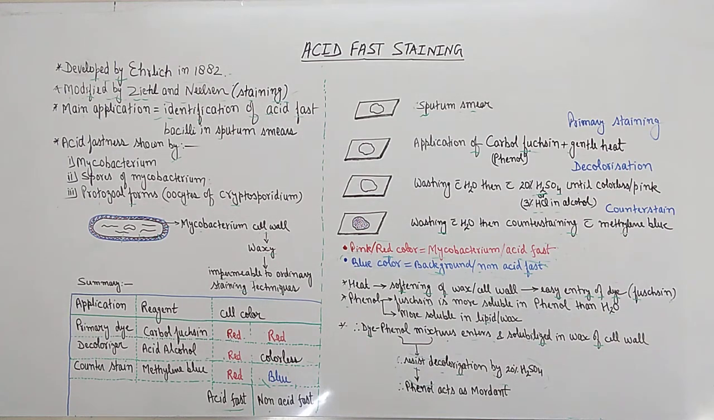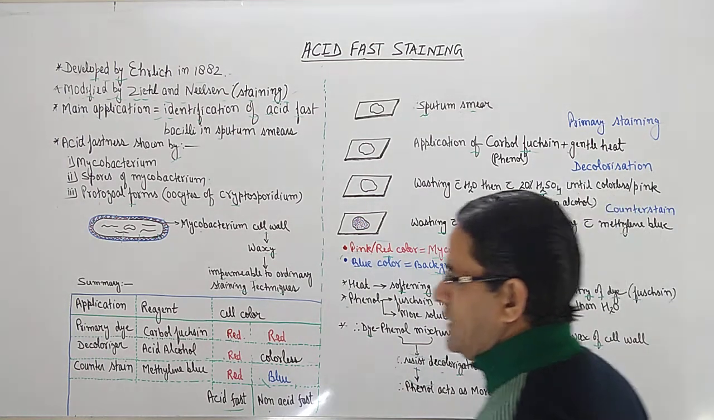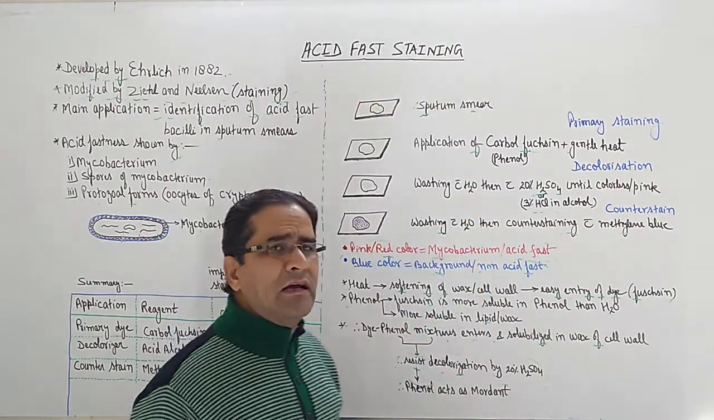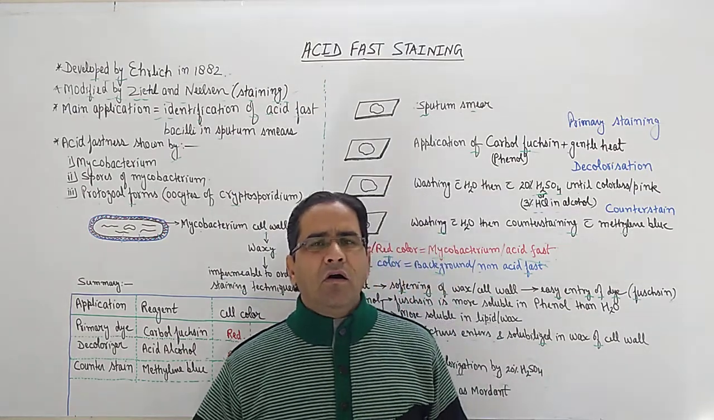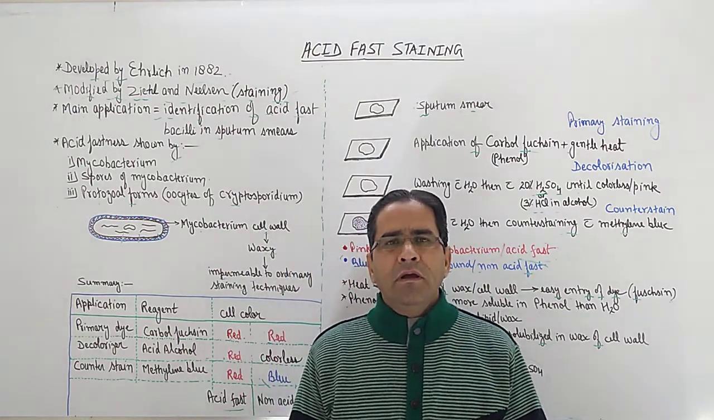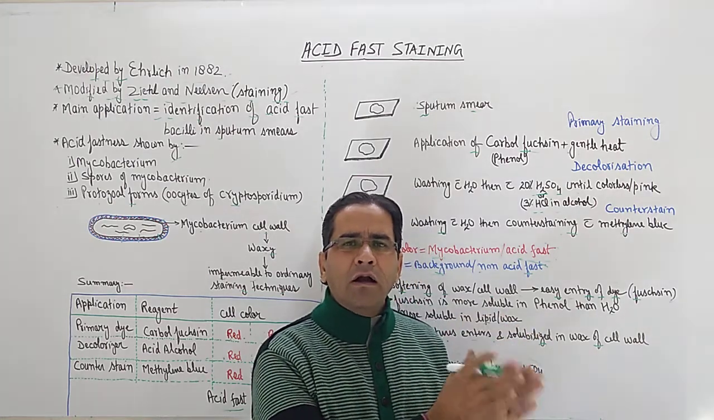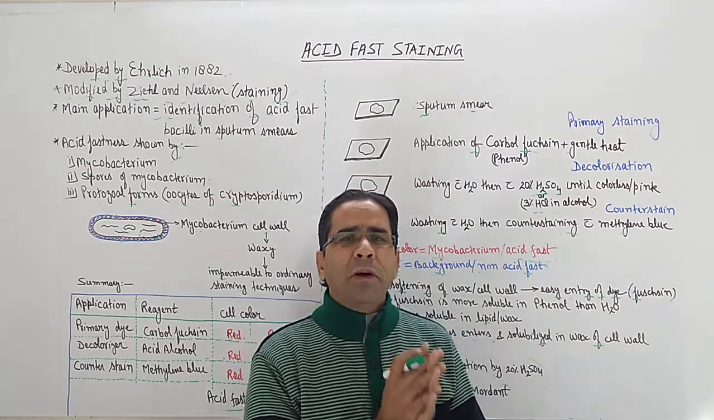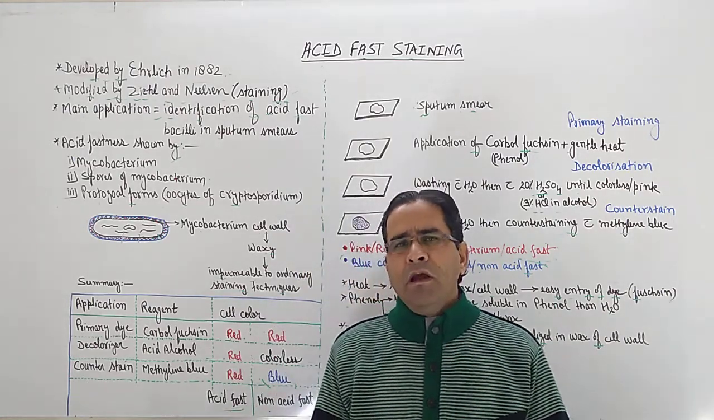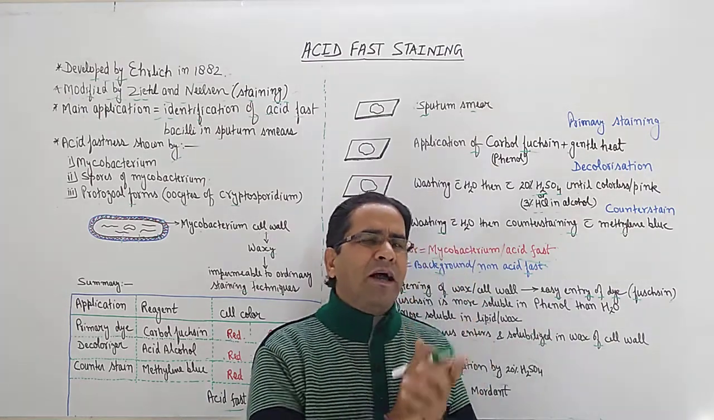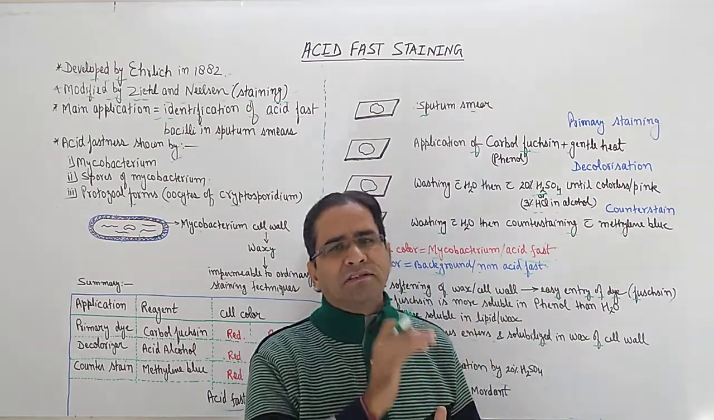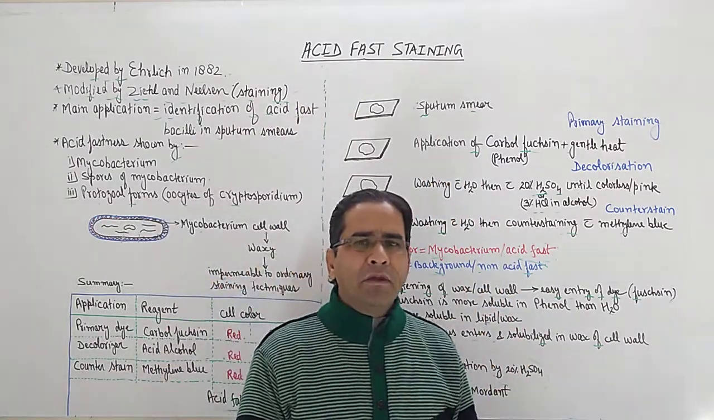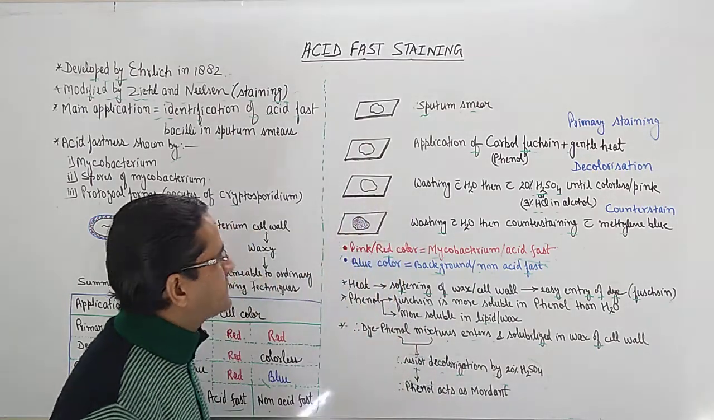Hello friends, welcome once again to the video, and today we are going to see acid fast staining. This acid fast staining is a technique of identifying microorganisms. The microorganisms which are not easy to stain by simple staining methods need special treatment during staining, because these types of microorganisms resist simple staining, and for them this acid fast staining has been developed. Now let us see what happens.